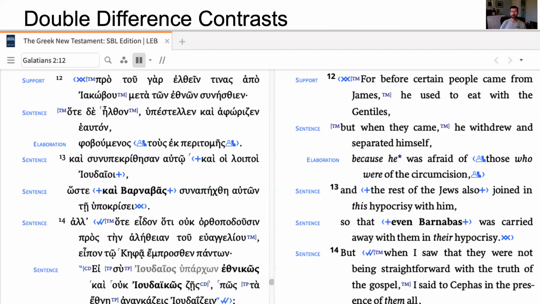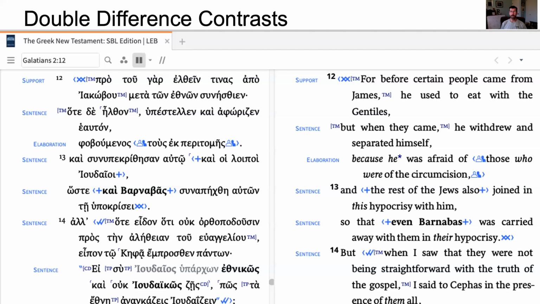So each of these clauses in verse 12 is answering the same question: what did Peter do? But collectively, they're answering the question of, you have before this happened, after this happened, one difference. You have he'd eat with the Gentiles, and then he didn't eat with the Gentiles. He stopped eating with them, or withdrew and separated himself. And then we have the phobomenos tous ek peritomes, so basically fearing the ones of the circumcision. So you actually have a rationale that's given for why he withdrew.